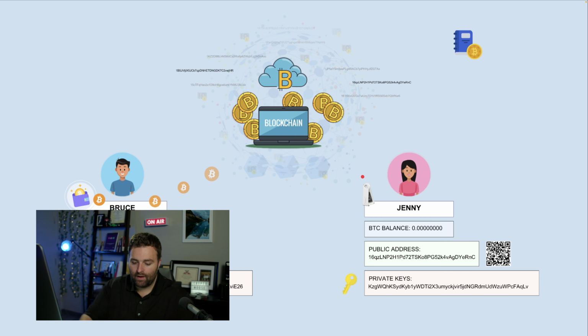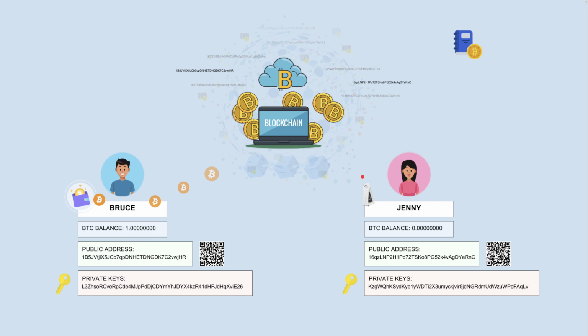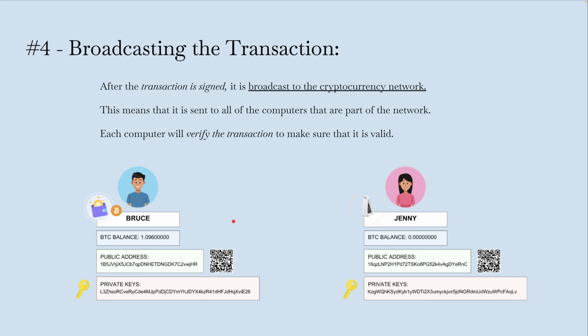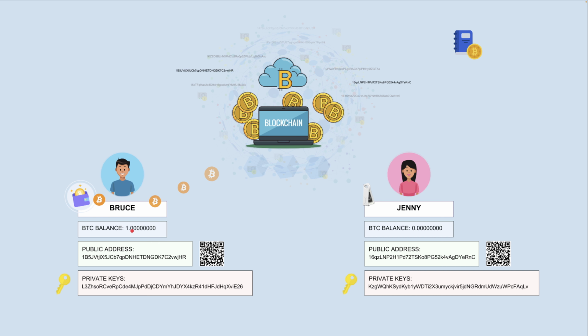So let's get into how that works, what it looks like. Here you can see that Bruce had 1.096 Bitcoin. Now he's only got one. So Bruce is going broke really fast. It's just what happens. Maybe he's in the middle of a lawsuit, who knows?